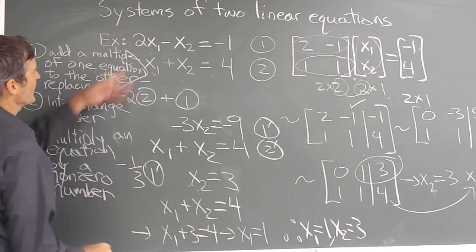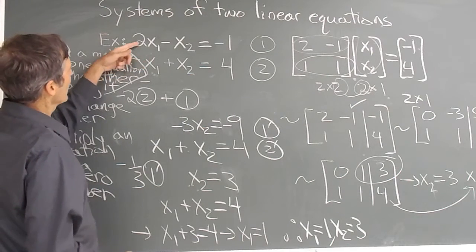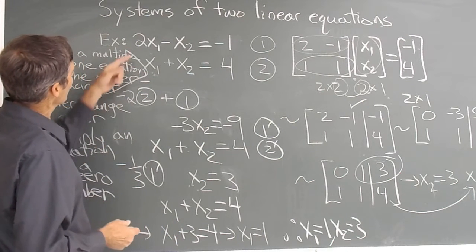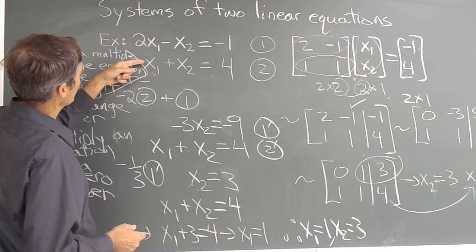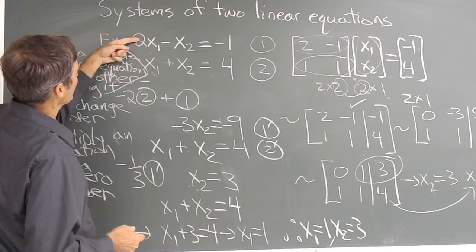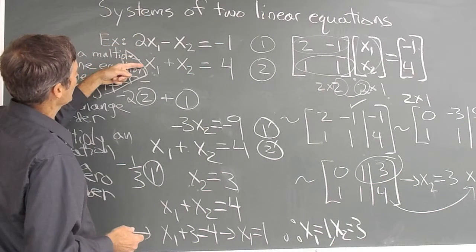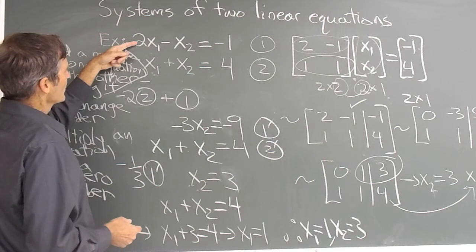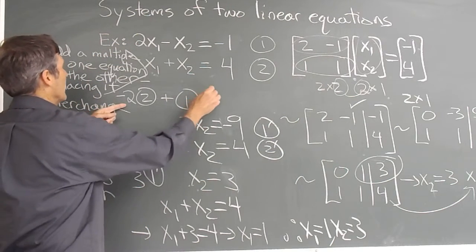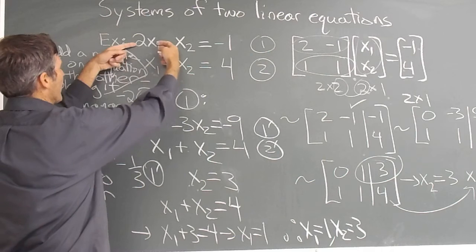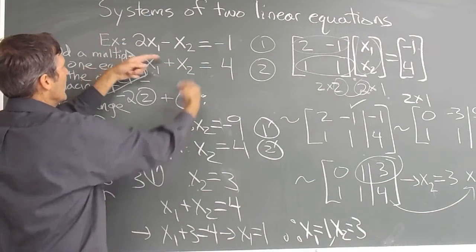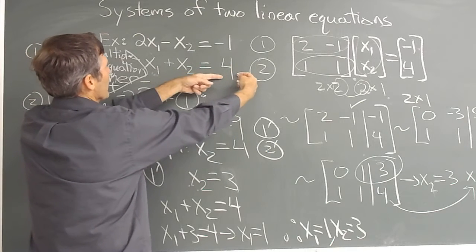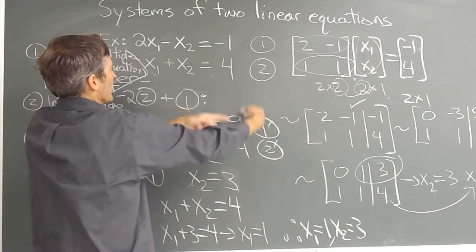So I'll start with this system here. And I want to get rid of x1, say. I could also get rid of x2, it doesn't matter. So if I take minus 2 times the second row and add it to the first row, I'll have minus 2x1 added to 2x1, and I'll get rid of the x1s, right? So let's do that. What do I get? Minus 2 times x1 added to 2x1 is nothing. Minus 2x2 added to minus x2 is minus 3x2. And minus 2 times 4 is minus 8 added to minus 1 is minus 9.